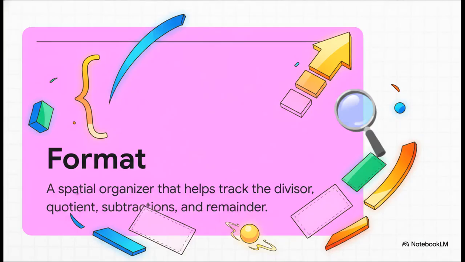You know, any long division format is just trying to help us keep track of the same four key players. You've got the number you're dividing by, that's your divisor. You've got the answer you're slowly building, the quotient. Then there are the chunks you're subtracting away. And finally, the most important part for our story today, what's left over each time, the remainder.